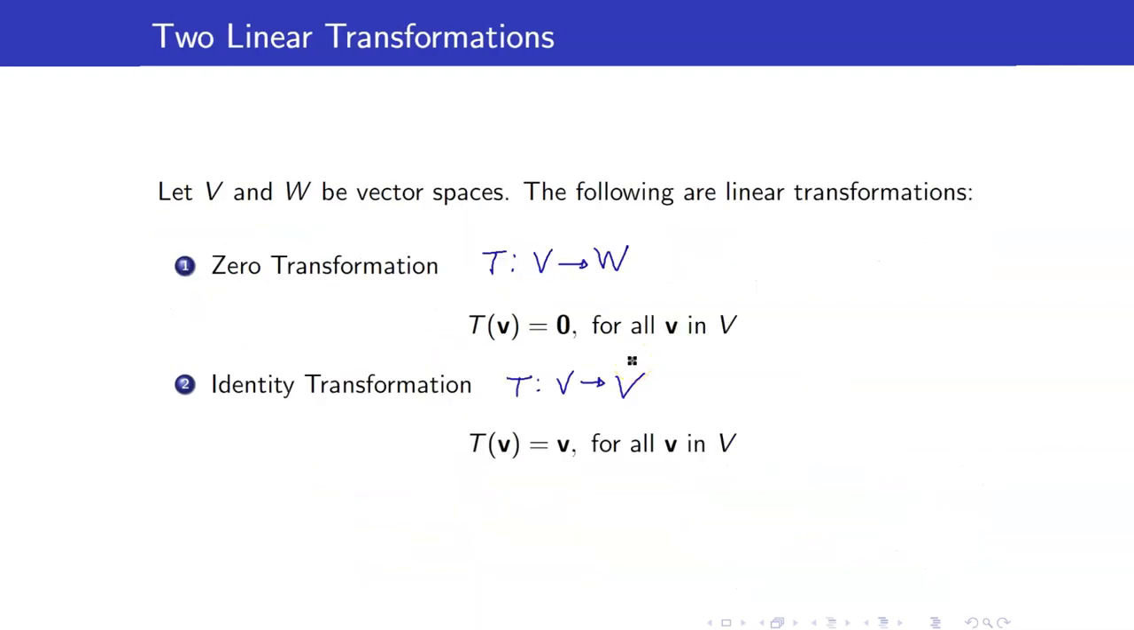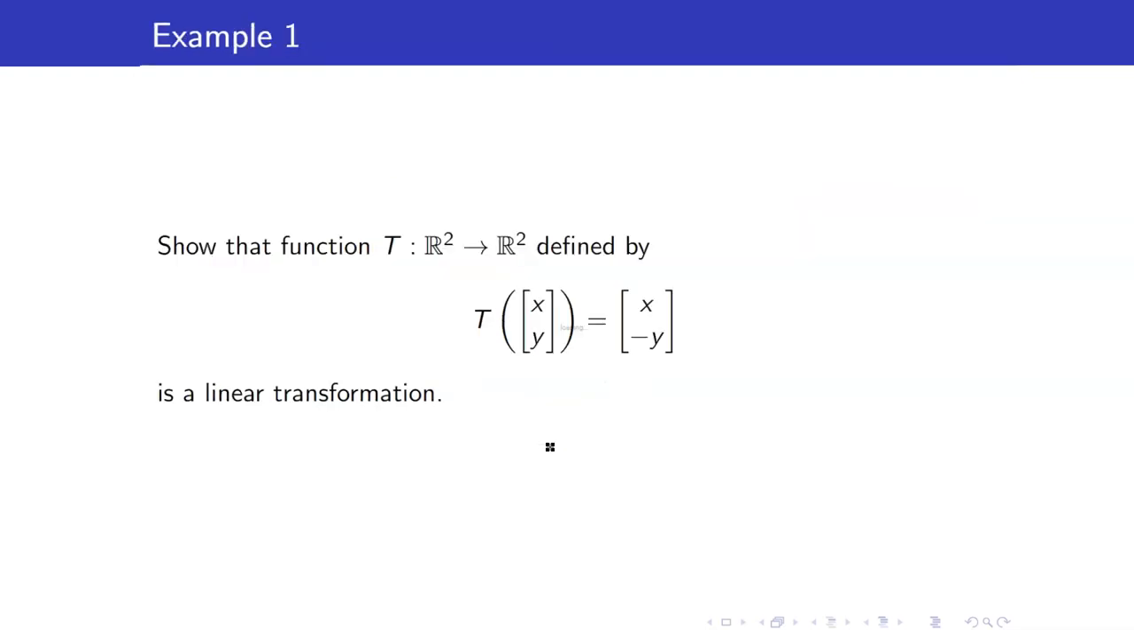Here are two simple linear transformations. Suppose that V and W are vector spaces. Our first linear transformation would be the zero transformation. It sends all vectors V to the zero vector. Take note that this zero vector here is the zero vector in what vector space? It's the zero vector in W, because T of V is inside the vector space W. Also, we have the identity transformation. It sends each vector V to itself. You can verify that these two are really linear transformations. They satisfy the two properties.